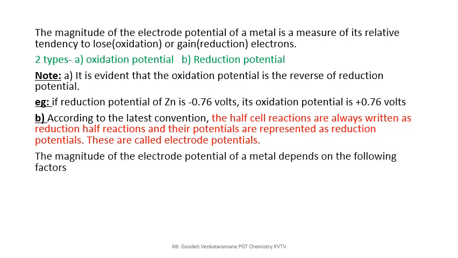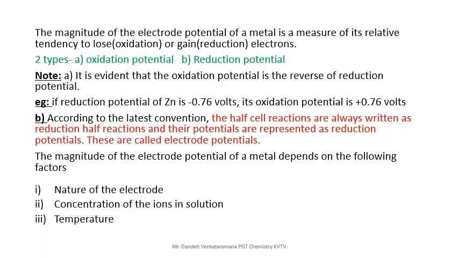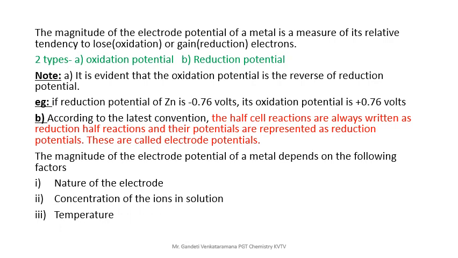The magnitude of the electrode potential of a metal depends on the following factors: nature of the electrode, concentration of the ions in solution, and temperature. Dear students, point B, you can understand after solving some questions only. No need to get worried.